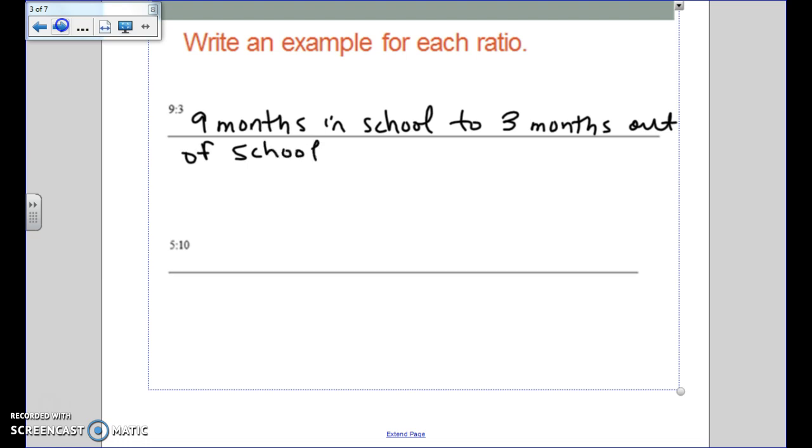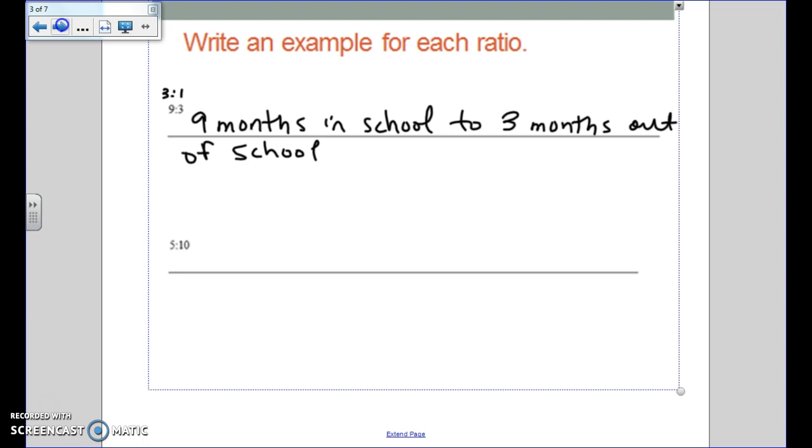Some ratios, depending on the context, are better. You can emphasize your point a little better if you leave the numbers without reducing them. This could also be 3 to 1, and it would make sense: 3 months in school, 1 month out. But because we don't actually go 3 months in and then 1 out, it would make more sense to leave this ratio as 9 to 3, because we do go 9 months in and then 3 months out. So depending on the context of the problem and what point you're trying to emphasize, sometimes it is more appropriate to leave it as 9 to 3 instead of changing it to 3 to 1.